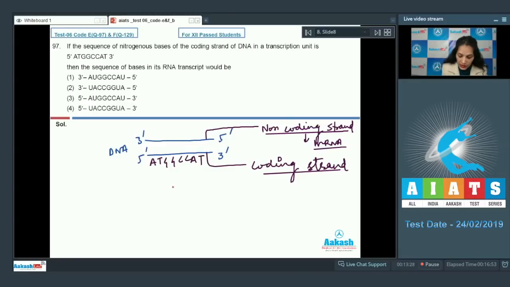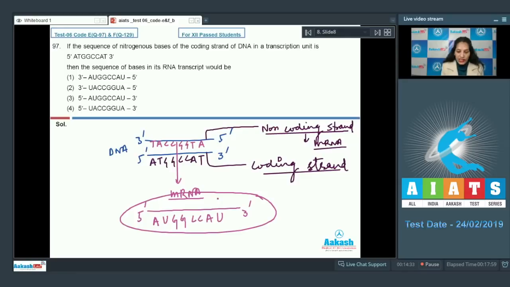ATGGCCAT, then you can find out the sequence of the non-coding strand which codes for mRNA, and it is T A C C G G T A. And as it codes for the mRNA, the complementary sequence of the non-coding strand will be A U G G C C A U. So this should be the sequence of the mRNA.